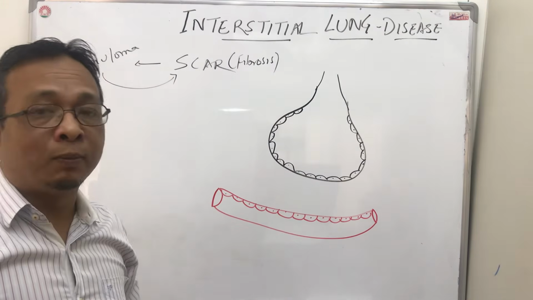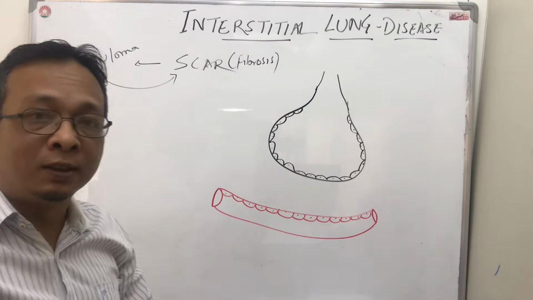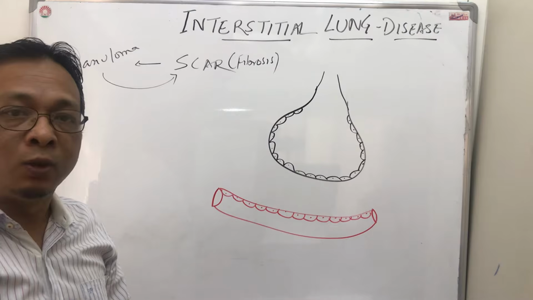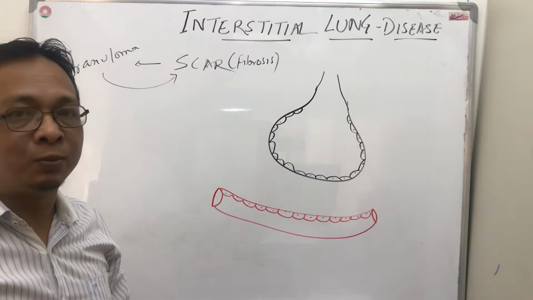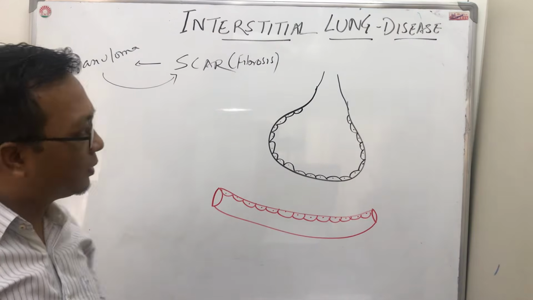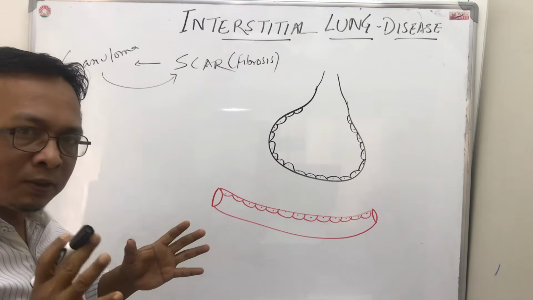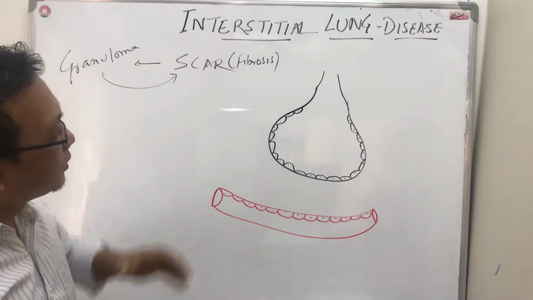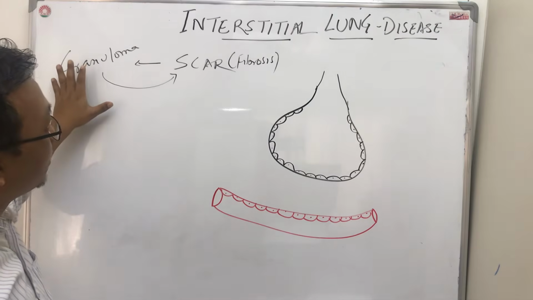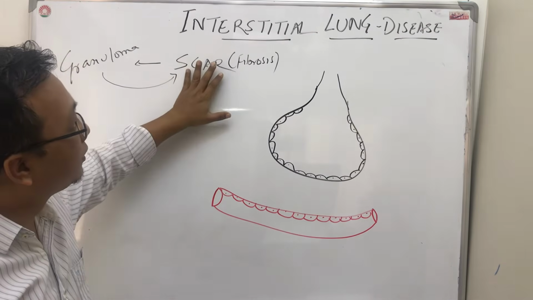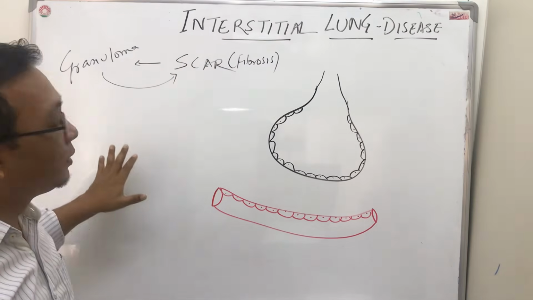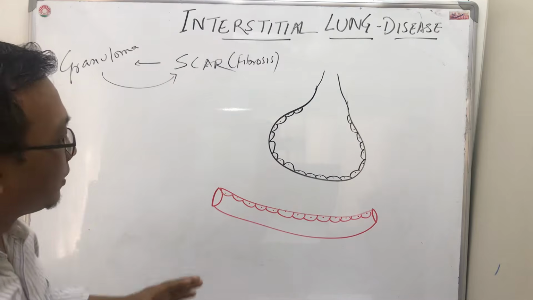There are different types of classification when you try to understand interstitial lung disease, but my request to all the students who are watching this video is that you always follow the standard textbooks. The best classification that I got is from Harrison's Internal Medicine. In Harrison's Internal Medicine, interstitial lung disease is classified as number one, granulomatous interstitial lung disease, or interstitial lung disease due to fibrosis, scarring or inflammation. So they have divided it into two parts. We'll discuss that in the later part of the video.